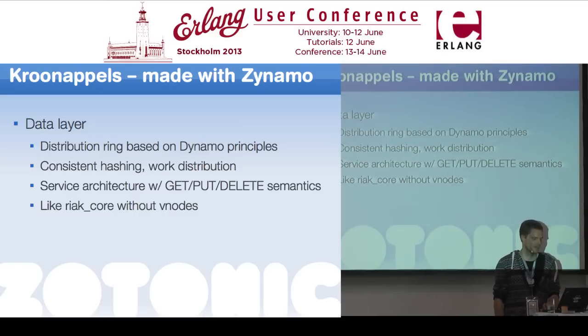I'll hurry up a bit. So yeah, I don't know if you guys know Riak Core. That's the layer that Riak is built on. It's a work distribution over a consistent hashing ring. So we used that, but we made it a bit simpler, because Riak Core, for just work distribution, is a bit over the top.